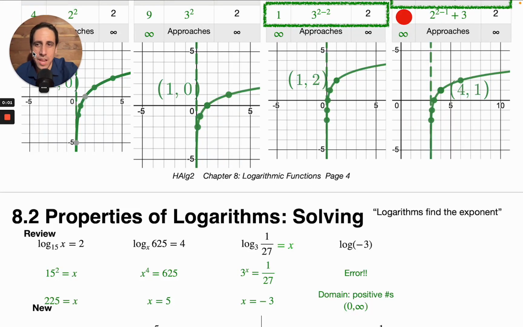Hey y'all, welcome to section 8.2, Properties of Logarithms Solving. It's going to be a short one today because I split 8.2 up into 2 different days. Tomorrow's going to be the normal length. I just wanted to talk about solving.